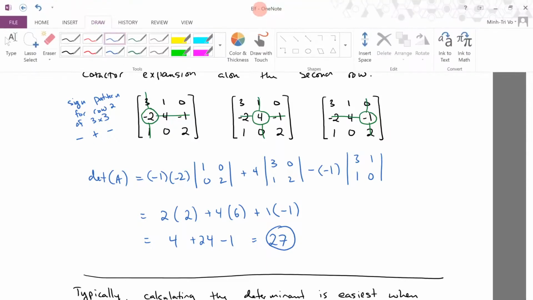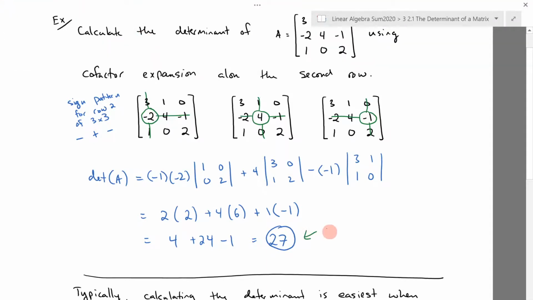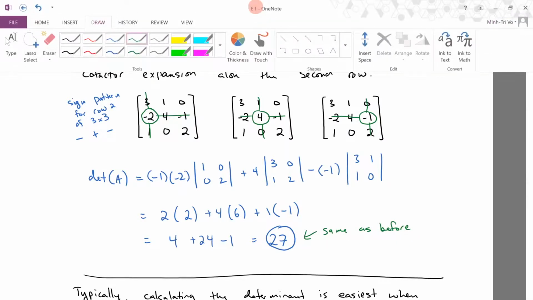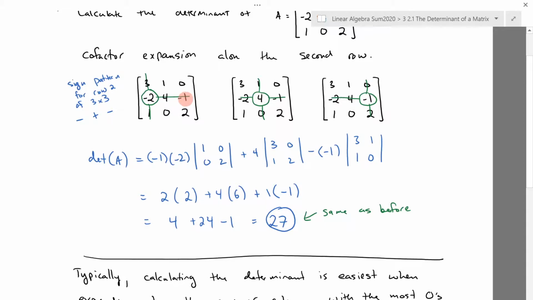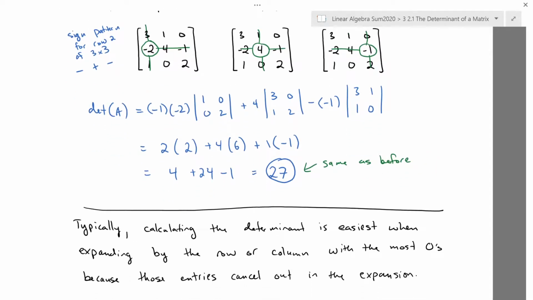Okay, so again, we see that it's the same as before. And so again, we did row 1 and row 2, but if you do it yourself, you can see that whether you do row 3 or column 1 or column 2 or column 3, it's still going to give you the same number for the determinant.